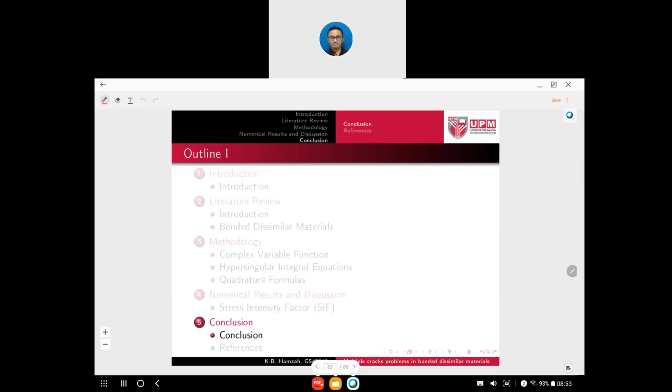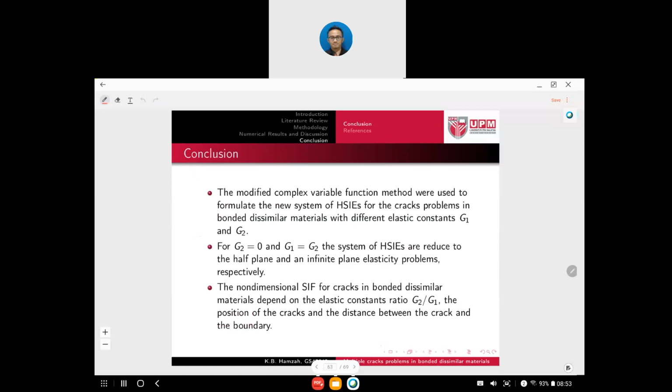As a conclusion, the modified complex variable function method was used to formulate the new system of hypersingular integral equations for the crack problems in bonded dissimilar materials with different elastic constants, which are G1 and G2. And if we set G2 equal to 0, our system reduces to the half plane. And if we set G2 equal to G1, our system reduces to the infinite plane.